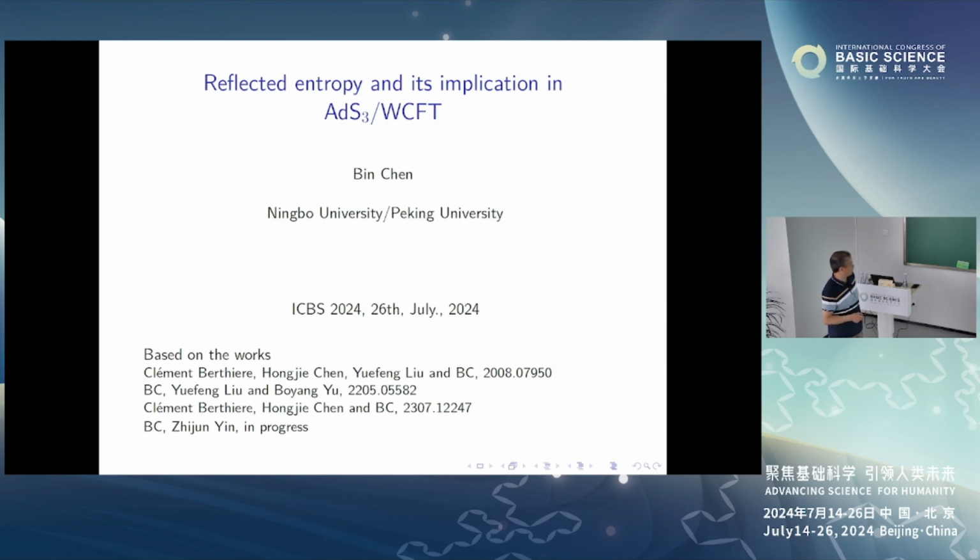The talk is based on several papers with my former postdoc, Clement and Boyan, and two other graduate students, both of whom have graduated, Chen and Yue-Feng Liu. I think this talk is quite related to the former talk by Professor Chern-Simons, and we'll see the entanglement wedge cross-section. So let me start.